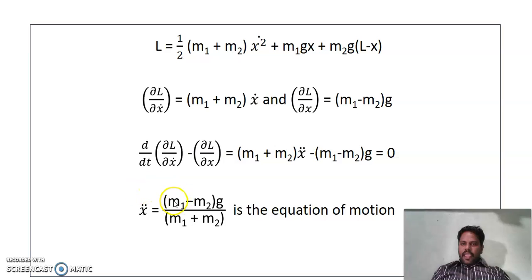If m1 mass is greater than m2, then m1 descends with constant acceleration, whereas if m1 mass is less than m2, then m2 ascends with constant acceleration. Please note that the tension in the rope and the force of constraint are not seen anywhere in the Lagrangian equation.